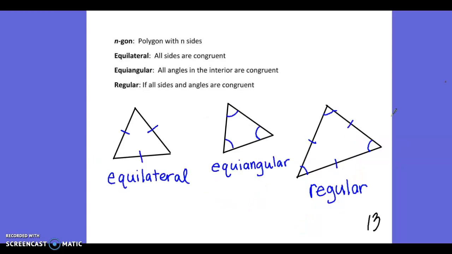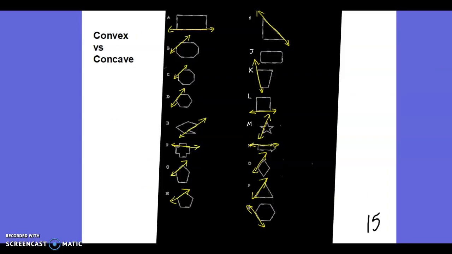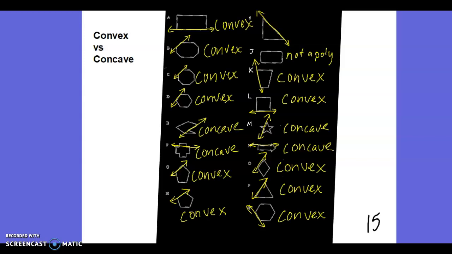So I'm almost at the end of this video. Here's what equilateral, equiangular, and regular look like. And this is just a quick little shot. But you need to know these prefixes. This is something you need to know before you hit geometry. And here are the answers for convex versus concave.